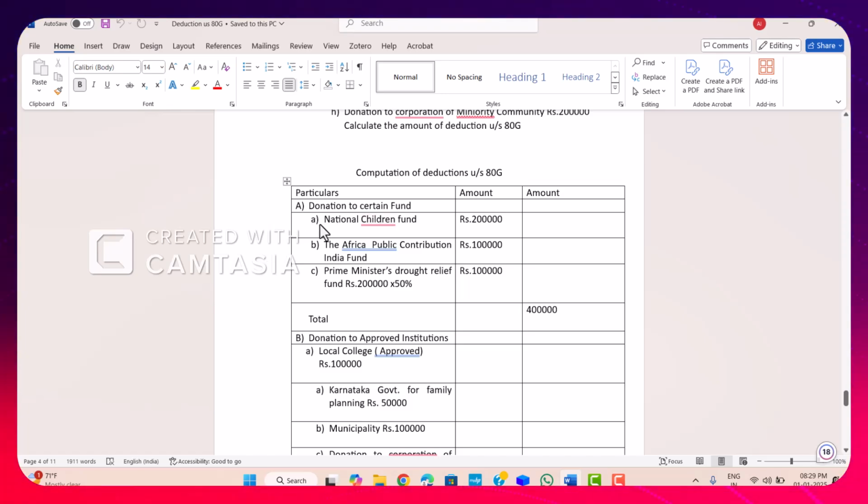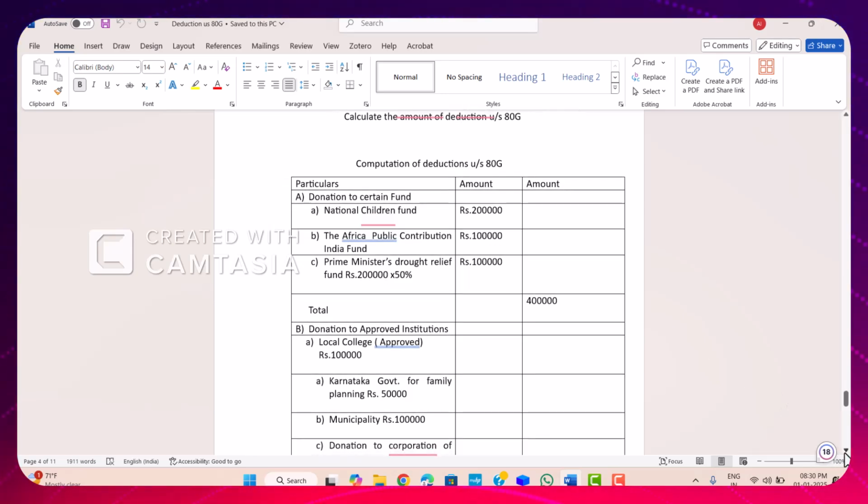Now donation to certain fund. National Children's Fund, directly 100%, 2 lakh. The Africa Public Contribution India Fund is also 100%, directly 1 lakh. Prime Minister Drought Relief Fund, Indira Gandhi Fund, Jawaharlal Nehru Memorial Trust, and Rajiv Gandhi: if these four names come, whatever donation amount is given, you have to calculate 50% on that. Now we have the Prime Minister Drought Relief Fund in this problem. You calculate 50% of 2 lakh, which becomes 1 lakh. 2 lakh plus 1 lakh plus 1 lakh totally becomes 4 lakh. Now that comes as the donation for the certain fund.